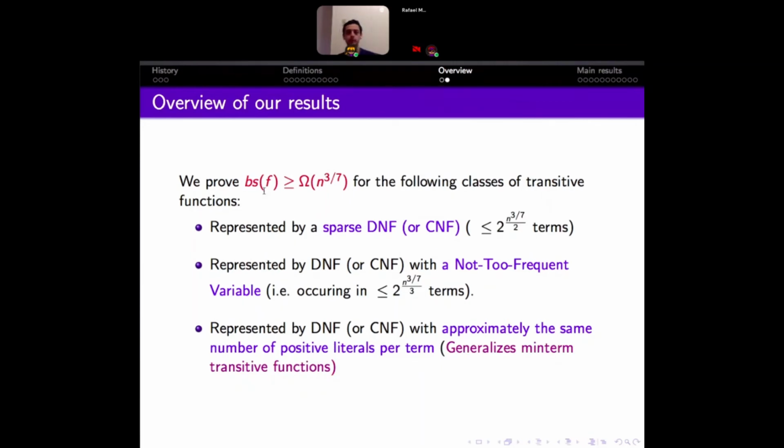Then we also answer question 3, and we prove that block sensitivity is at least n to the 3/7 for all these previous classes of transitive functions that we just mentioned. So to go over them again, either the function is represented by a sparse DNF, or by a DNF such that some variable appears not too many times, or with a DNF which has roughly the same number of positive literals per term.